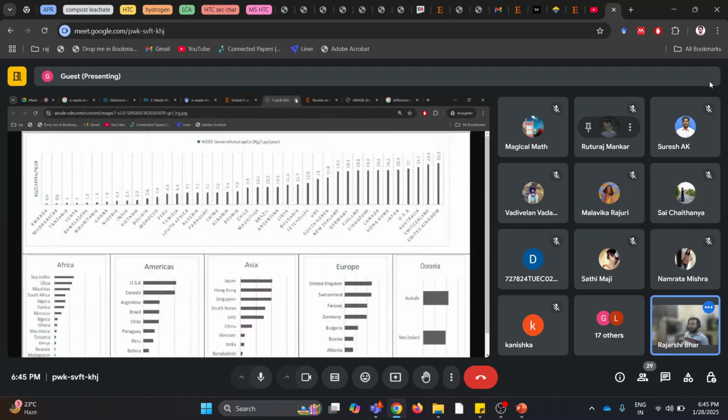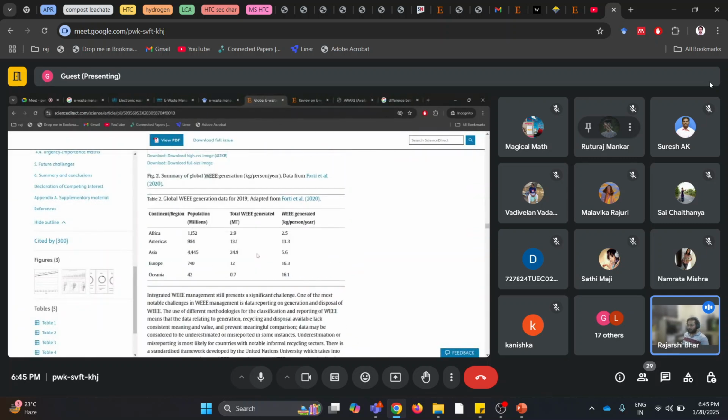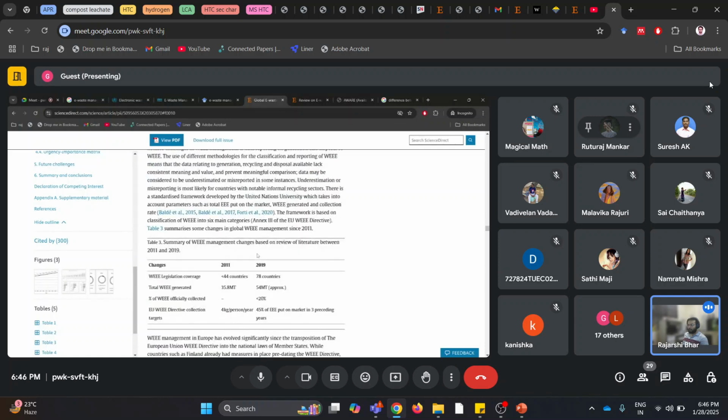So this was a very interesting figure that we saw. Now moving on to some of the other data that we might have. Again, a summary of the WEEE management changes that we can see is that among the total waste generated in 2019, less than 20% of the waste was officially collected. So this is the official data. Although the EU directive collection target is 45% of the waste put in the market.